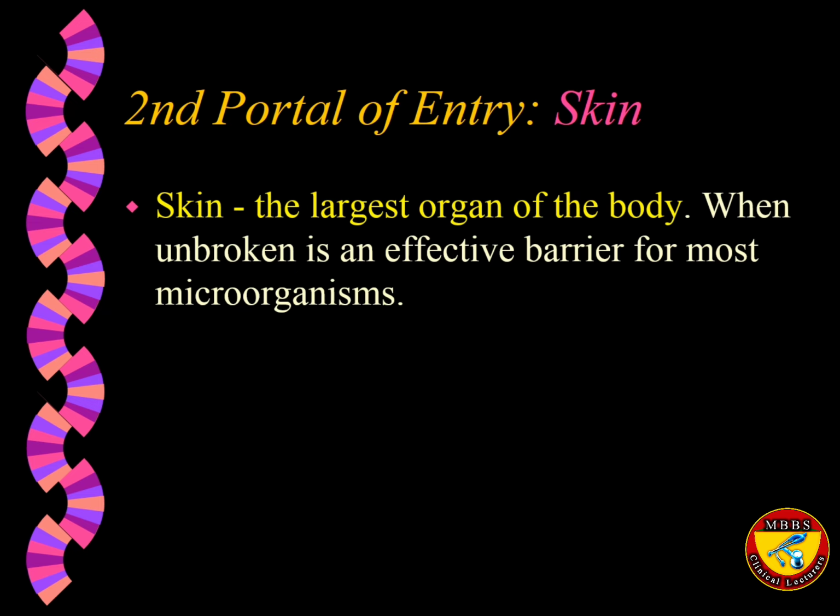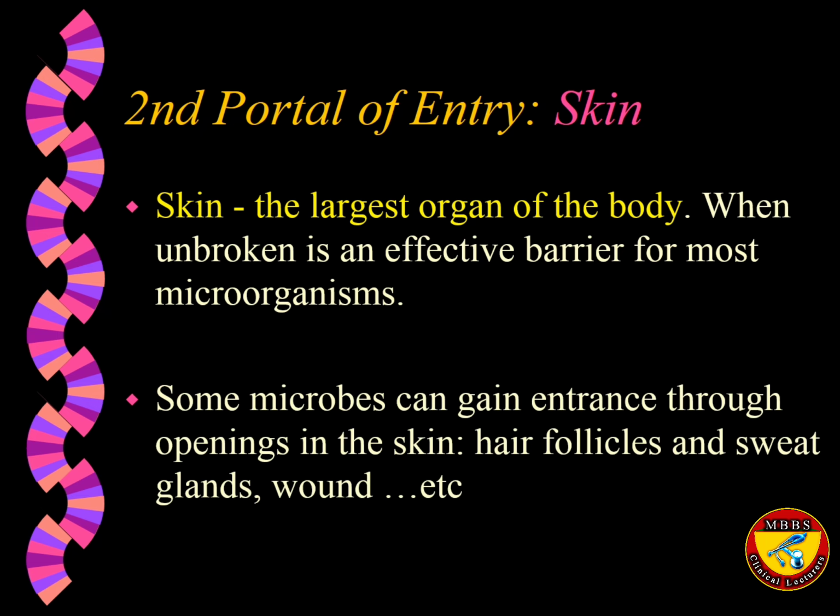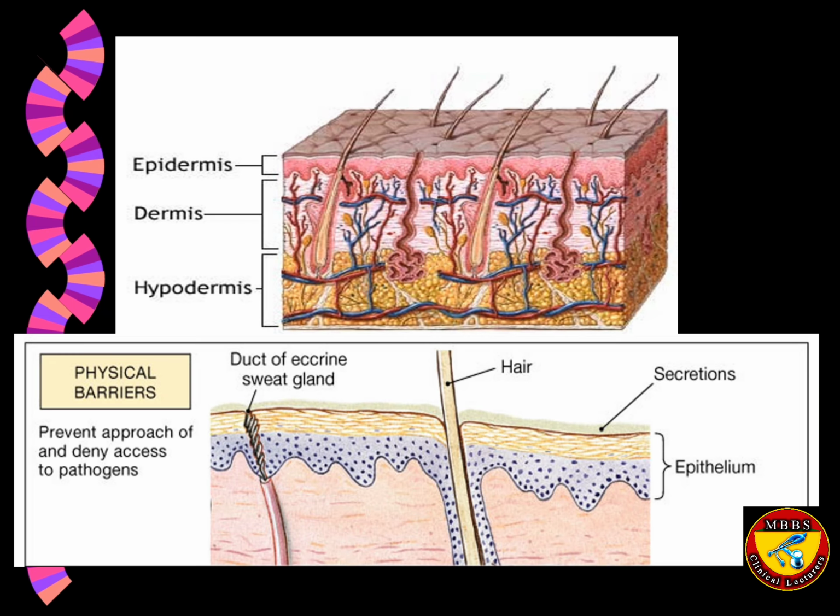Okay, now the next portal of entry is the skin, which is the largest organ of the body. If it's unbroken, it usually protects against infection, but the microbes can enter through openings in the skin like hair follicles or sweat glands. This is another picture of skin and the ducts of the eccrine glands.